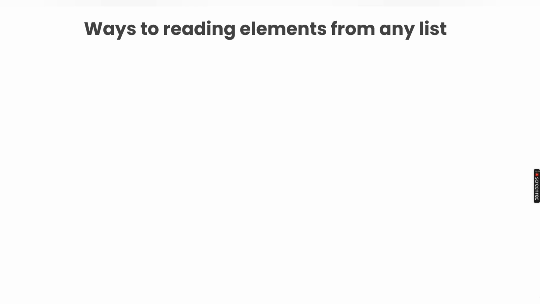In this video, we are going to learn how to read elements from the linked list. We have already learned how to read elements from the array list. To read elements from any list, whether it is an array list or linked list, there are three different ways. First one is using for loop, then for each loop, and third one is iterator. So we will see how to make use of for loop, for each loop, and iterator in case of linked list.